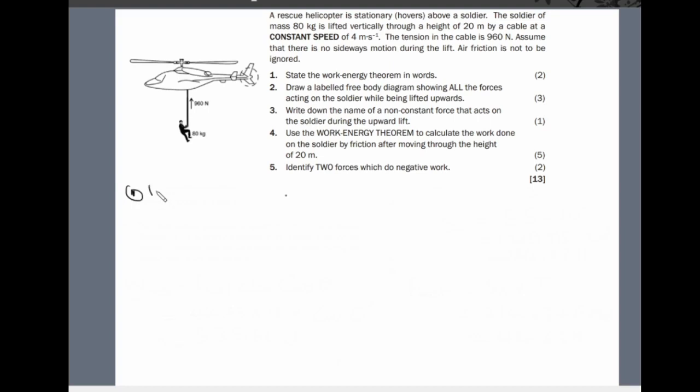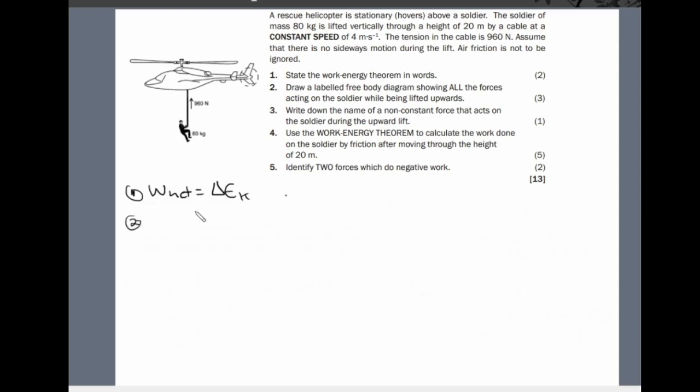So mathematically, this is the work energy theorem. The work done on an object is equal to the change in kinetic energy of the object, right? So in words, you'll just read this equation. You'll say the net work done on an object is equal to the object's change in kinetic energy. That is the work energy theorem in words.